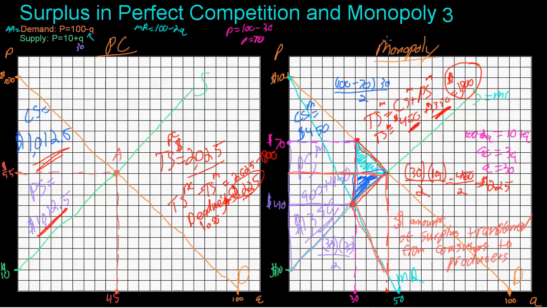So the first one is that this light blue triangle right here is sometimes referred to as the consumer deadweight loss of monopoly. This is just the triangle that is above the original price line from perfect competition, which is 55 right here, and below demand. So it's just that little triangle of the deadweight loss.